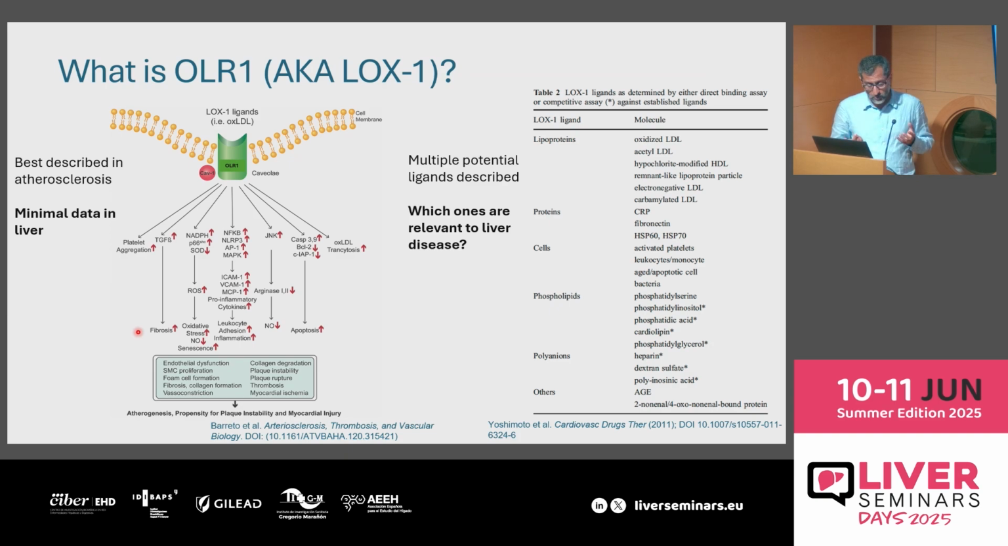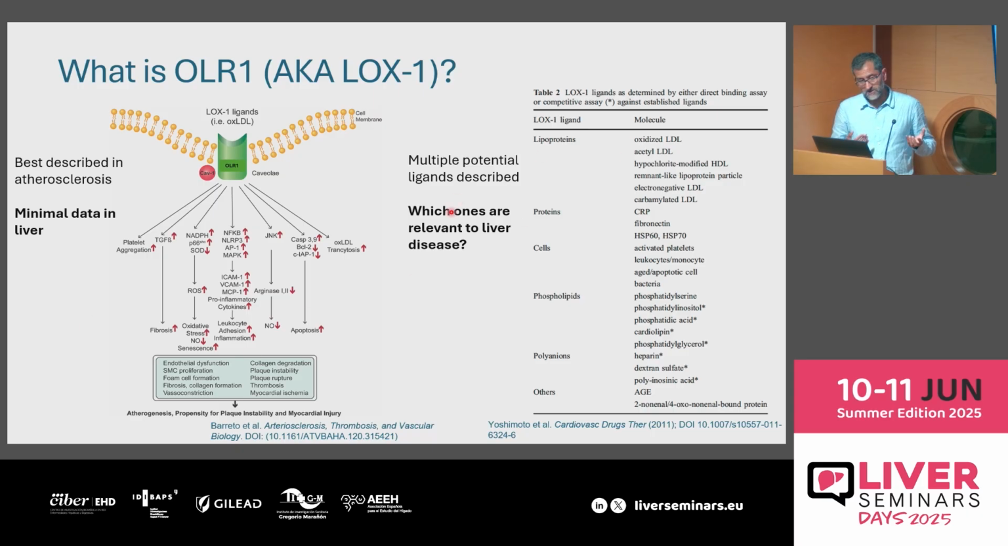So I've talked a lot about OLR1, but what is OLR1? There's actually very little data in the liver on OLR1, so it's best described in the context of atherosclerosis, where it's reported to be an oxidized LDL receptor expressed on endothelial cells in atherosclerosis, but also in macrophages, where it's thought to promote pro-inflammatory signaling in that context.